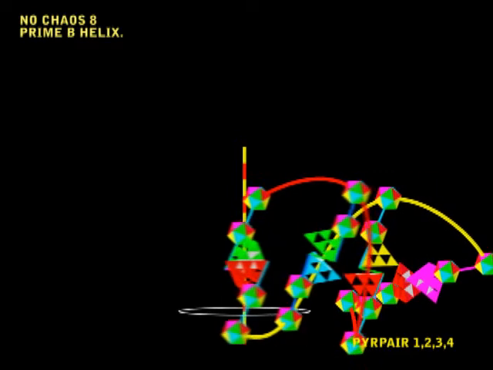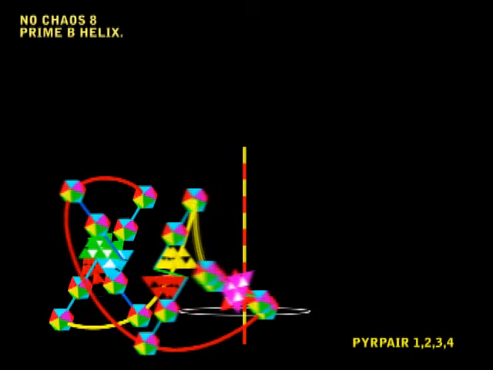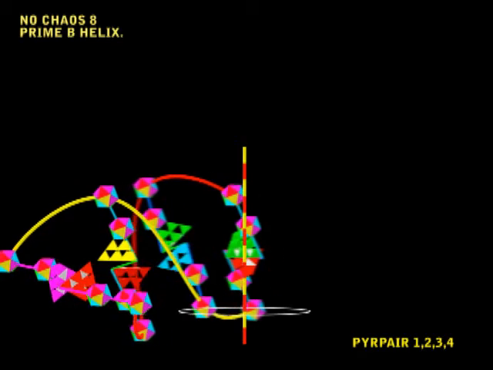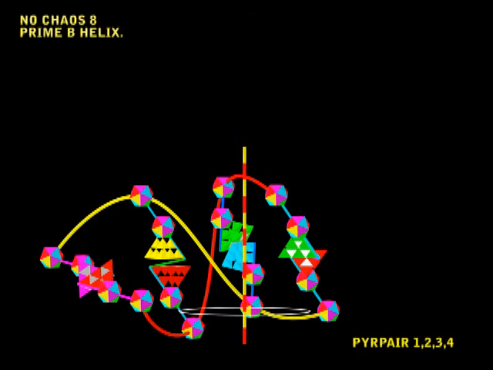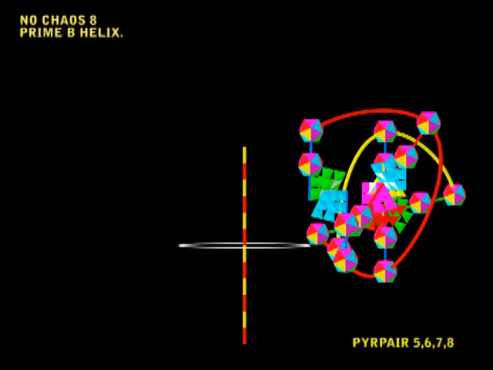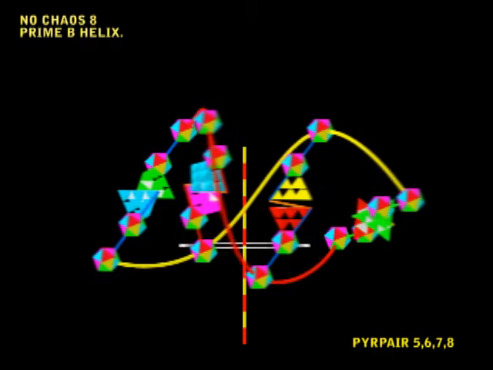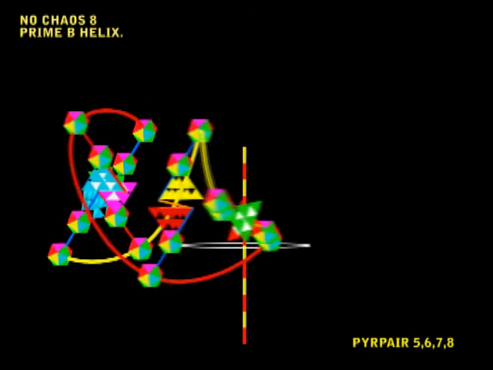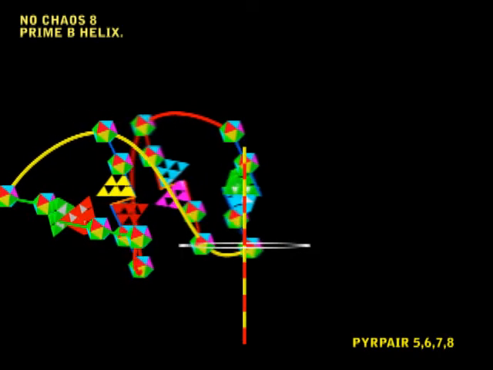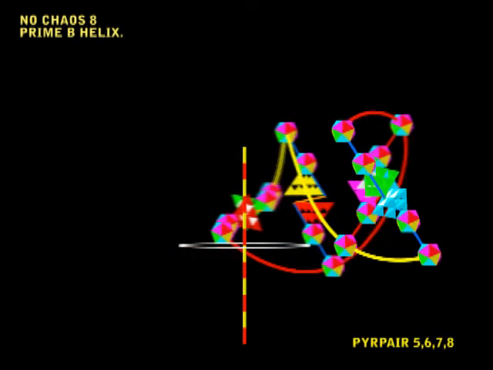Now each of these rungs show a pair of colored pyramids. I've decided to call these rungs PYRPAIRs. We are looking at PYRPAIR 1, 2, 3 and 4. So now we can go to PYRPAIR 5, 6, 7 and 8. If you look in the center, you can see I show a red and yellow vertical vector. Now you can see that PYRPAIR number 6 is red and yellow. These colors match up to PYRPAIR number 2.